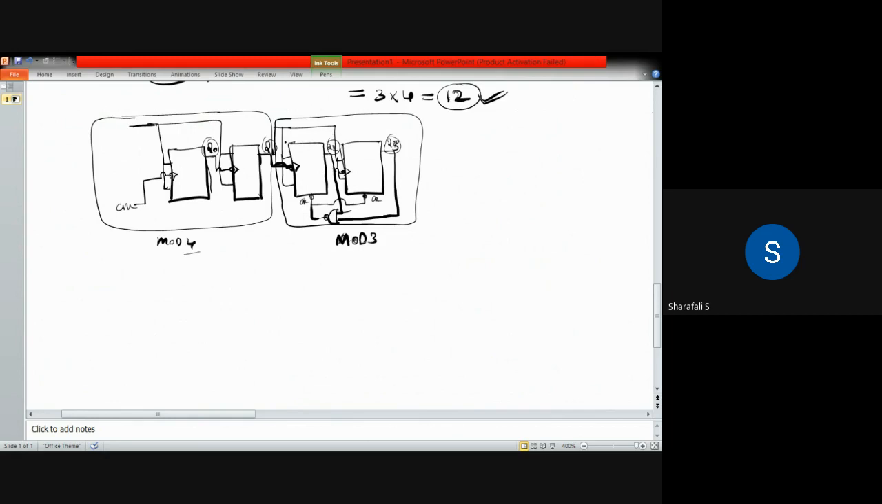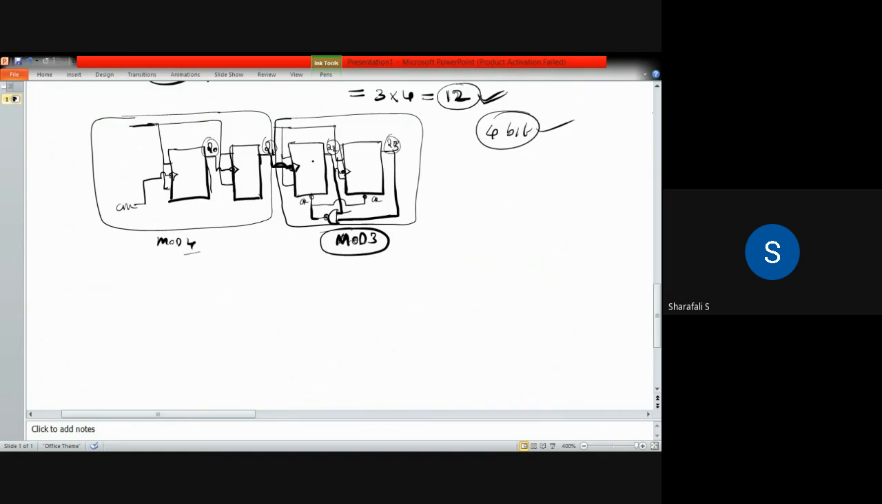And now if you consider this particular case and examine what is happening, this is the same as the case that we discussed as a 4-bit counter, the 4-bit asynchronous counter with the 4 flip-flops. But the only difference is that we are having a mode 3 counter here instead of mode 4.